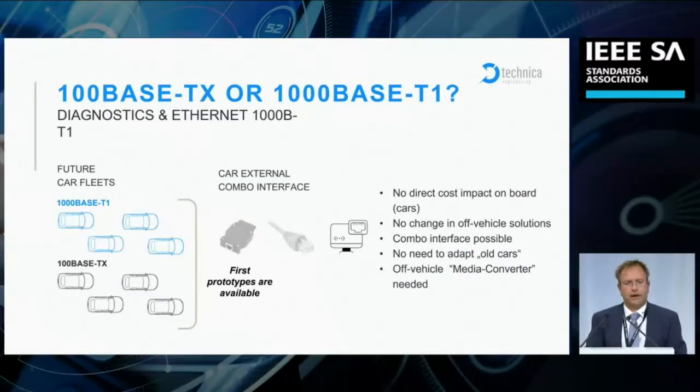So if you look at future car fleets, because we always have to talk about a migration phase, you build a car with the old interface, and a car with the new interface. Maybe you come to the dealership and meet two cars, one with the old interface and one with the new interface. One of the ideas is to build an external combo interface that has some intelligence to try to build up a connection with the old one. If it's not working, it switches automatically to the new one.